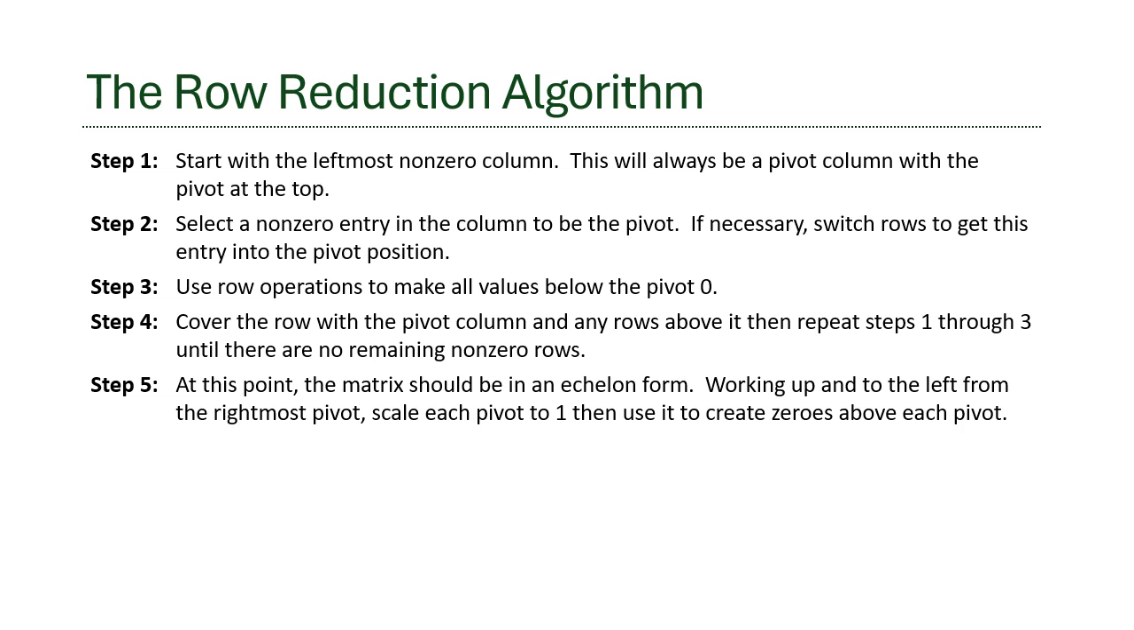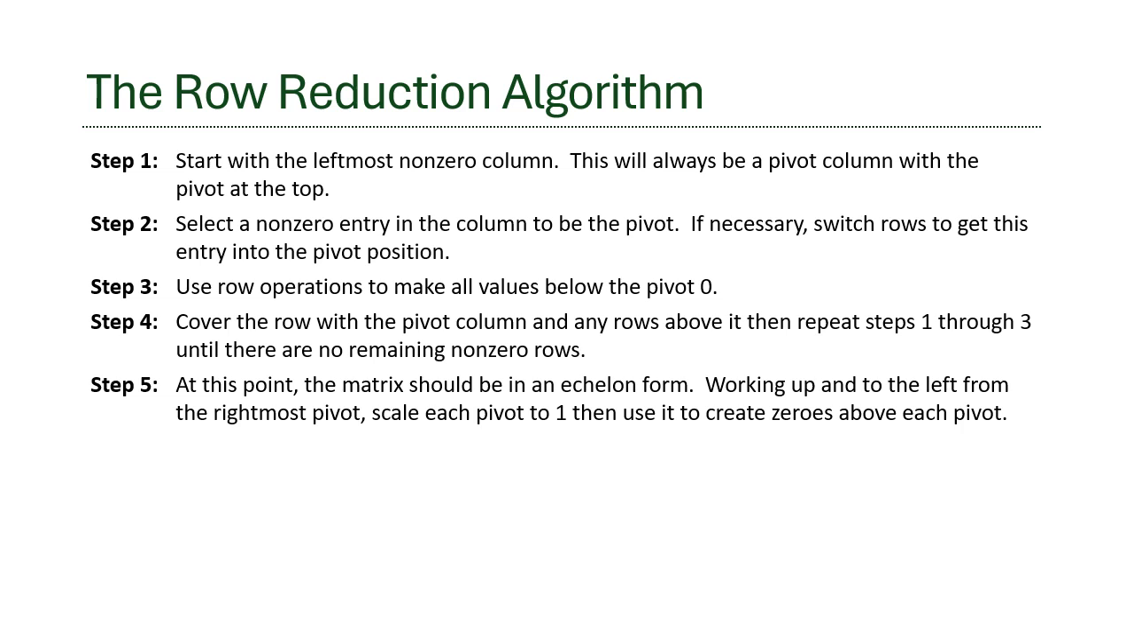Step 4, once we've wiped out everything below the pivot, cover the row with the pivot and any rows above it. Basically, we're not going to touch anything above a row once we've processed it. Then we're going to go down to the next row and repeat the process again. Keep doing this, right, until there are no remaining non-zero rows. And at that point, you should have the matrix in an echelon form.